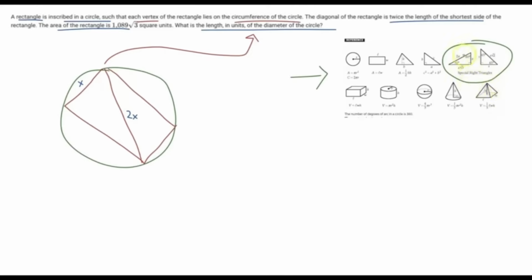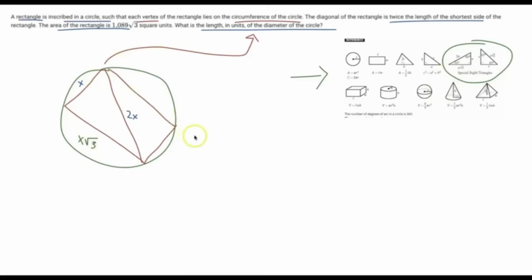So you can see here, for one of our special right triangles, the 30, 60, 90, we have side lengths 2x, x, and x times square root 3. That matches up with this triangle over here, right? We have side lengths x for one of the legs, the hypotenuse is 2x, and therefore we can infer that the other side is going to be x times square root 3. So x times square root 3 is going to be our final side for that part of the rectangle.